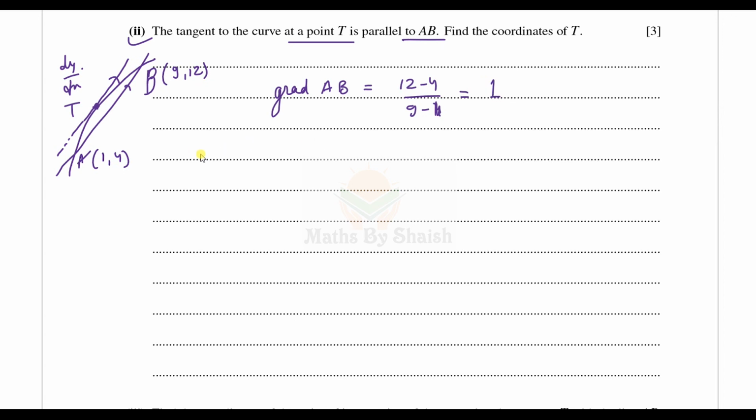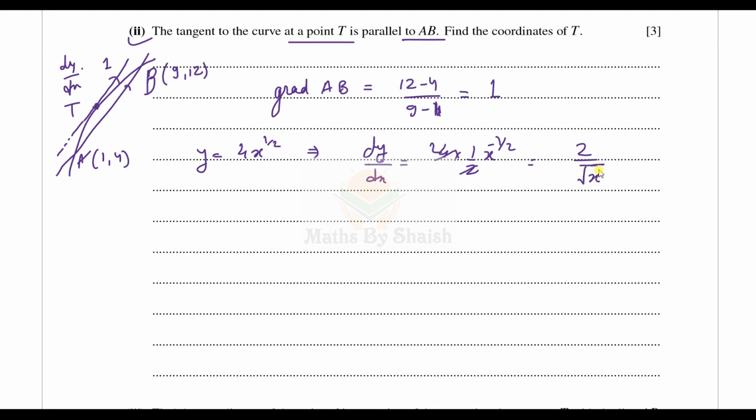So the gradient at T is 1. Now since y is equal to 4x to the power 1 by 2, we can get dy over dx also, and that is 4 into 1 by 2 x to the power 1 by 2 minus 1, that is minus 1 by 2. So it is going to be 2 over root x. We can write it like that, 2 over root x.